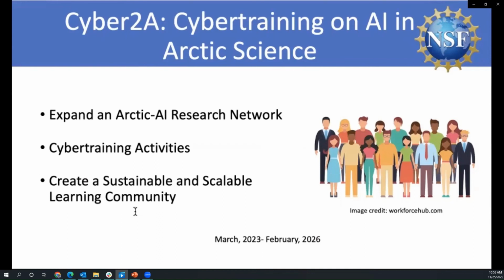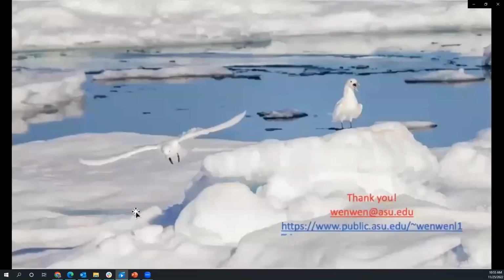We will kick off this project in March 2023. If you are interested in collaborating on this project, please feel free to reach out, because enhancing Arctic researchers' skills in AI definitely needs community effort.